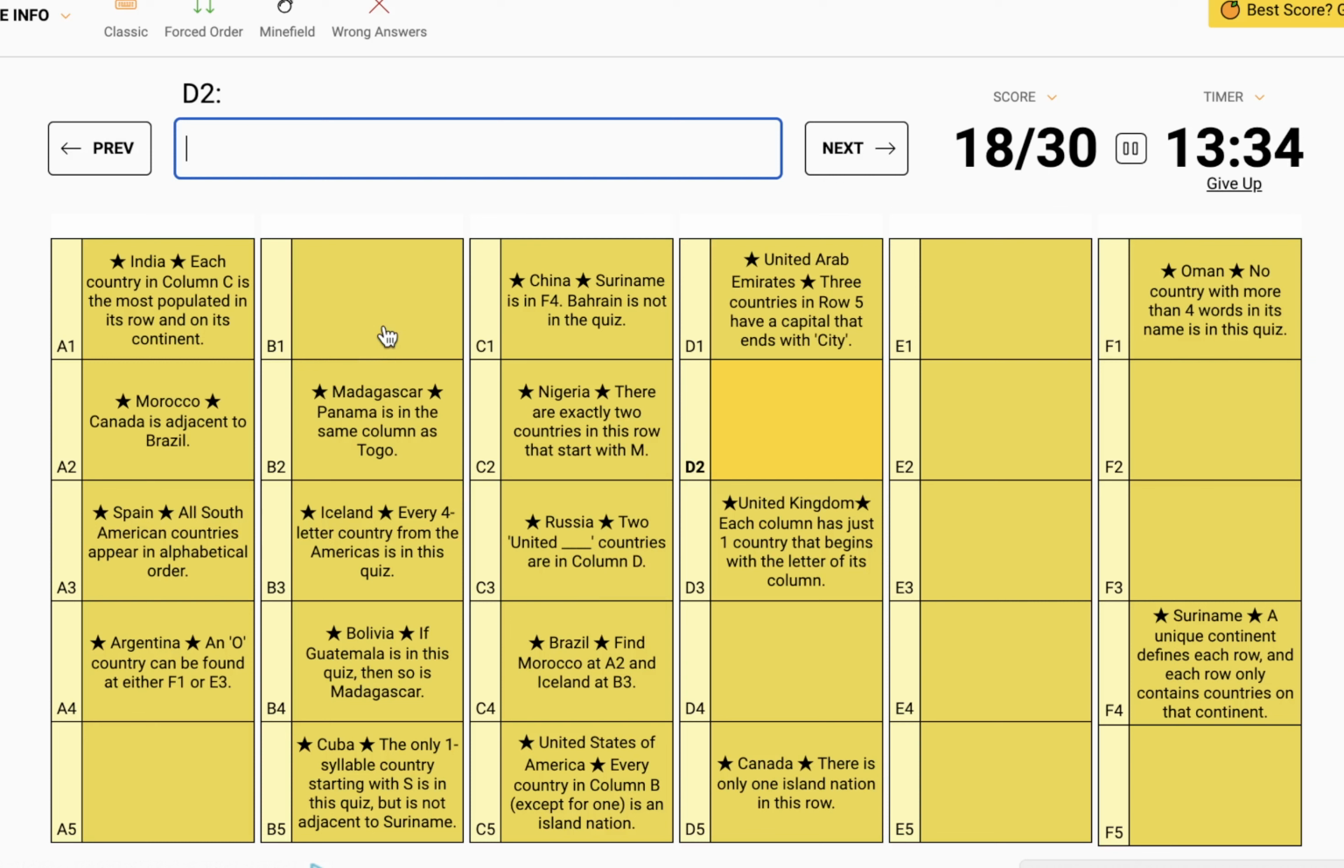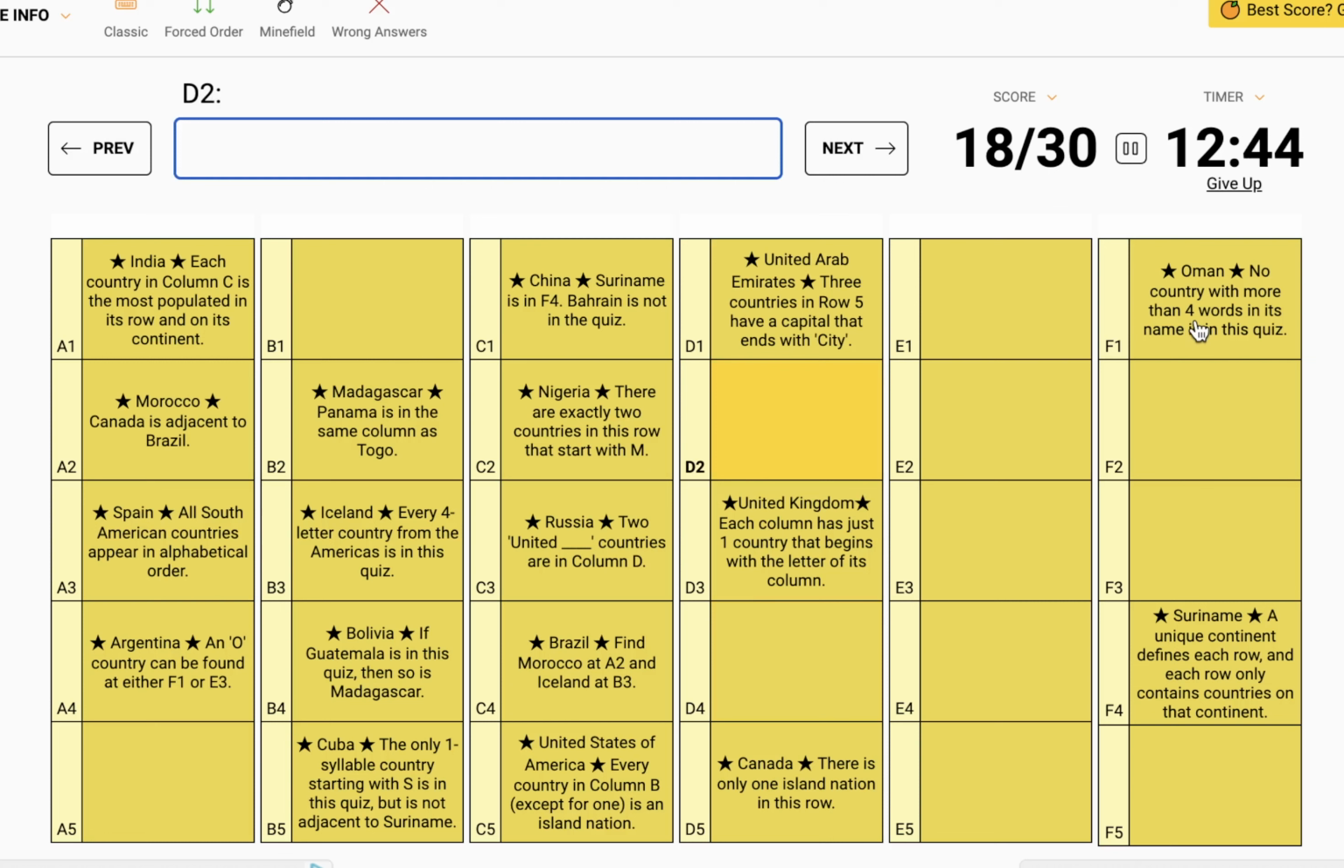Taiwan, the Philippines, Sri Lanka. That's not helpful. Each column has just one country that begins with the letter of its column. So we need a D in here. There's no D countries in South America. I think that means this has to be Djibouti.